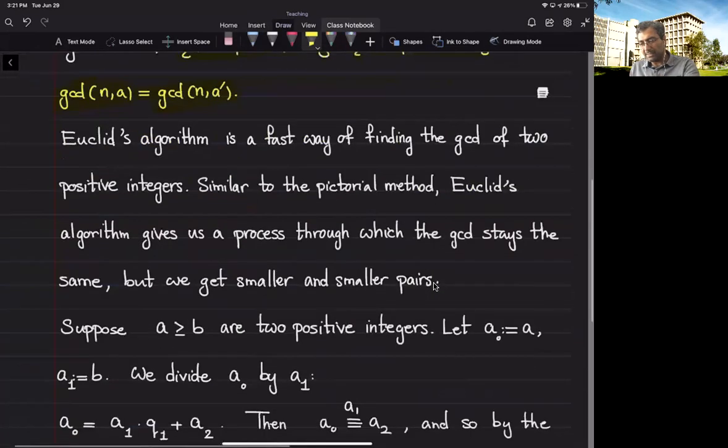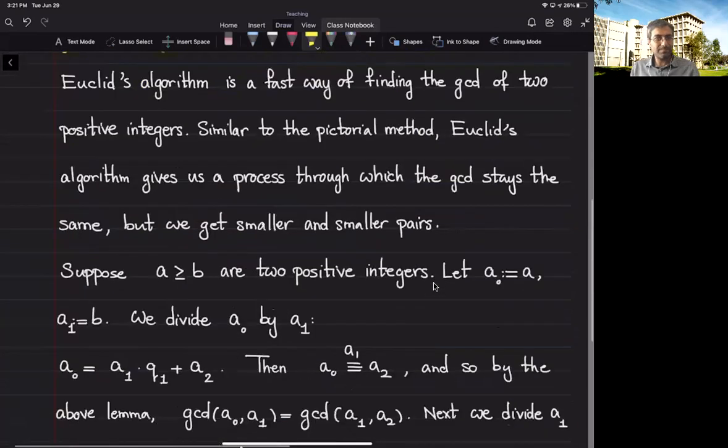Now, let's recall what Euclid's algorithm is. Euclid's algorithm is a fast way of finding the GCD of two positive integers. If you don't know, let me just tell you that at the moment we don't have a fast way of finding the prime factorization of an integer.